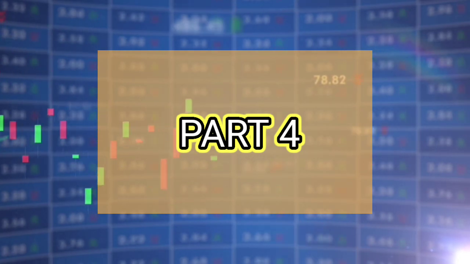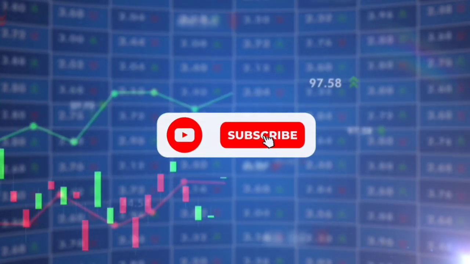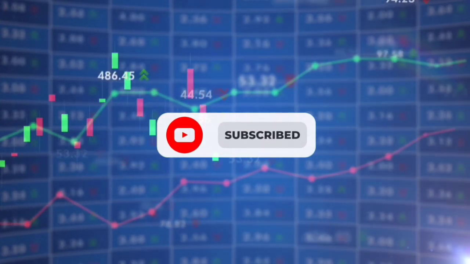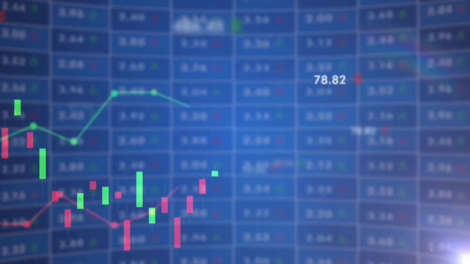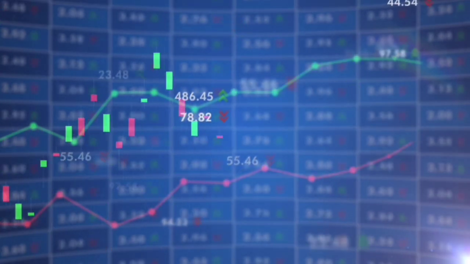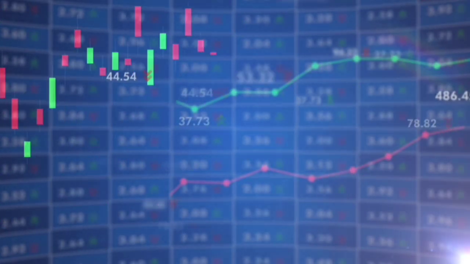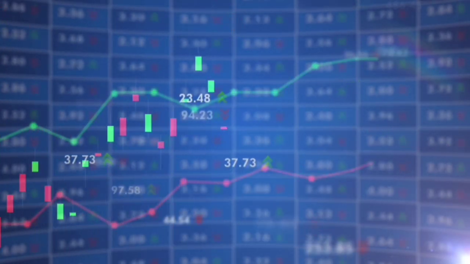Part 4. Advanced Tips and Common Pitfalls. Before you go live with this, you need to hear this. The VWAP is a tool, not a crystal ball. Advanced Tip 1. The VWAP Squeeze. When price coils tightly around the VWAP with low volume, it's often building energy for a big move. The first strong break away from the VWAP with expanding volume can be a powerful entry signal.